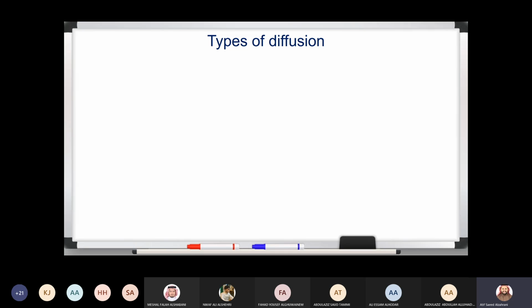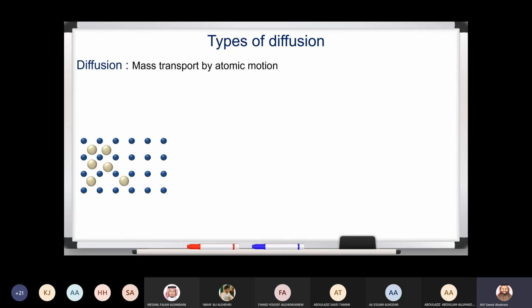So first of all, what is diffusion? Diffusion is basically mass transport by atomic motion. So if you consider, for example, this atom here, now it's trying to move, okay? Just try to focus, you will see it's moving, okay? So mass transport by atomic motion is diffusion. This is the simplest and most effective definition of diffusion: material that is transported by the motion of atoms.